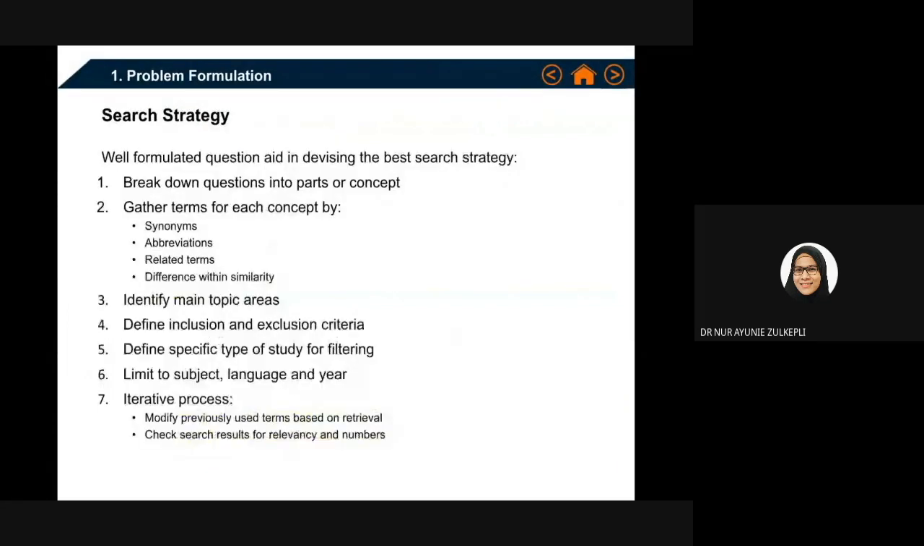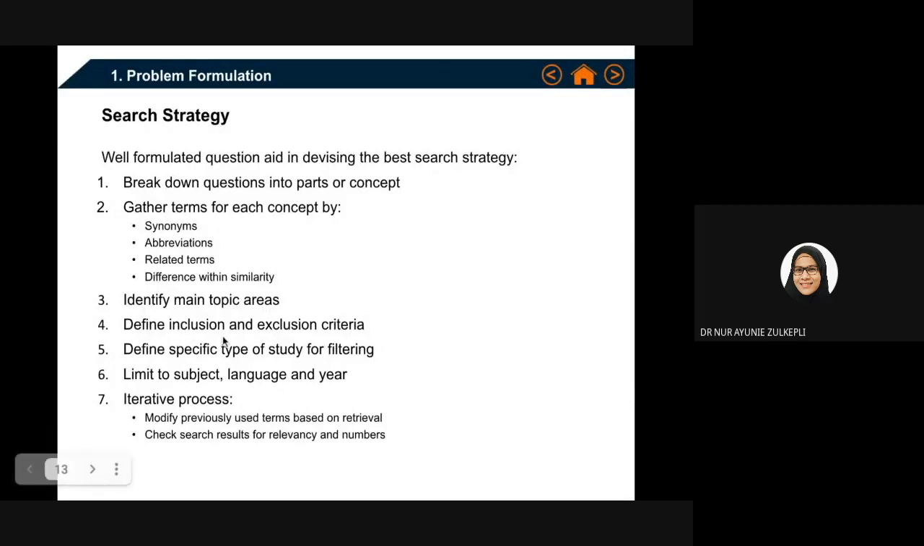Okay, the search strategy. A well-formulated question will aid in devising the best search strategy. So you need to break down the question into parts or concepts. You need to gather terms for each concept: synonyms, abbreviations, related terms, and differences within similarity. Maybe it's a similar, common topic, but you can find a difference. No same literature review is published twice. There must be some difference in it. So you need to find what the difference is, okay?